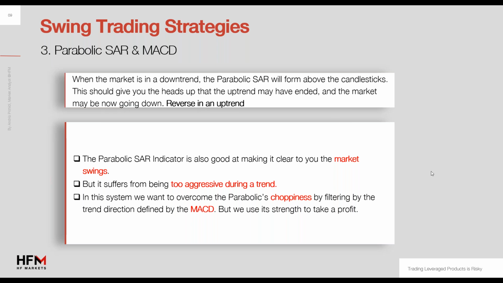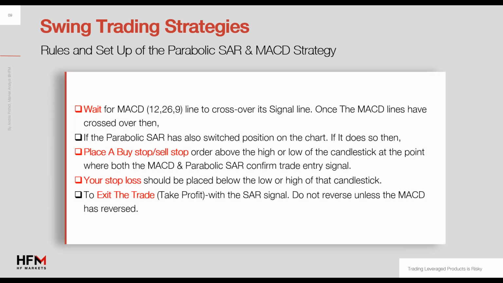That's why in this system we also use MACD, because Parabolic SAR sometimes gets too aggressive, so it might give us some mixed signals. That's why it must be combined with MACD. If they both agree, then we can take the entry. If not, then it's better to wait. So here are the rules. We're going to show an example as well.